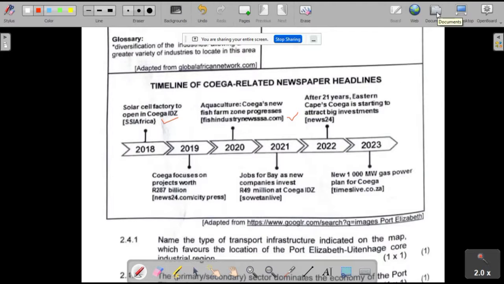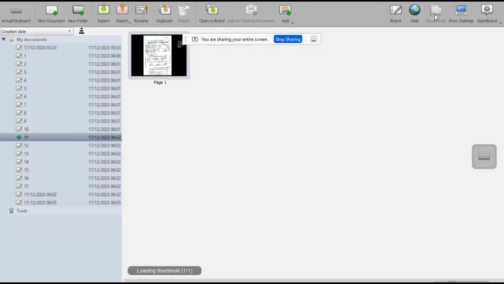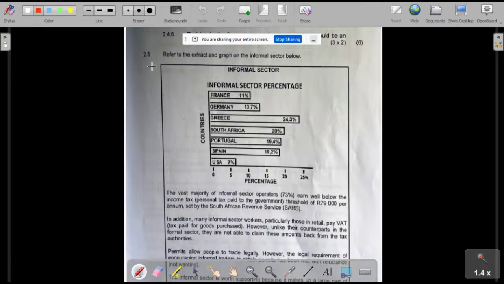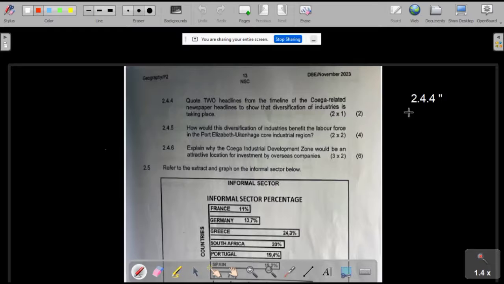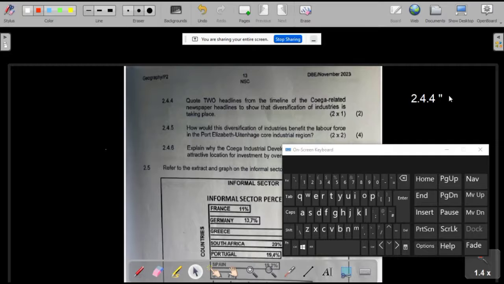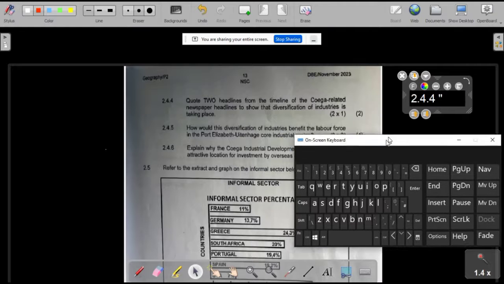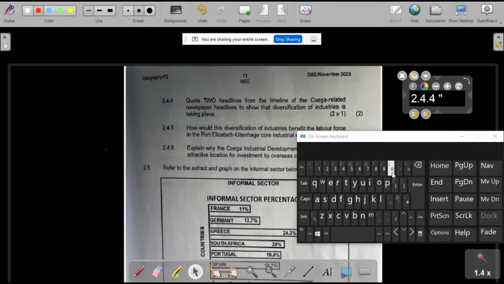So: solar cell factory to open in Coega IDZ. Okay, so I'll be right. Solar cell factory. Okay, sorry about that. Solar cell.